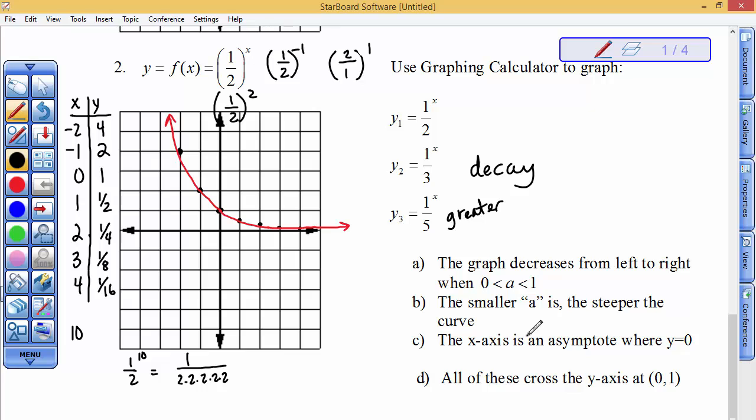The x-axis is an asymptote, so this right here you still don't cross, and all of these cross the y-axis at (0, 1). We'll come back and graph a couple more that are a little bit harder than an inverse function, and then we'll graph some applications of this.